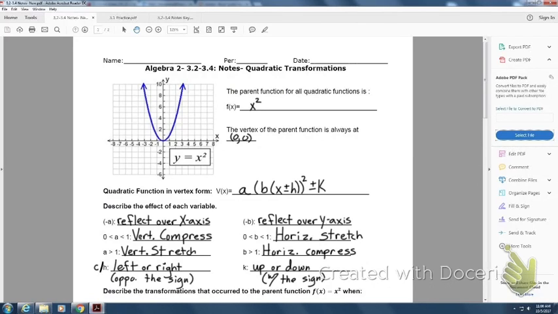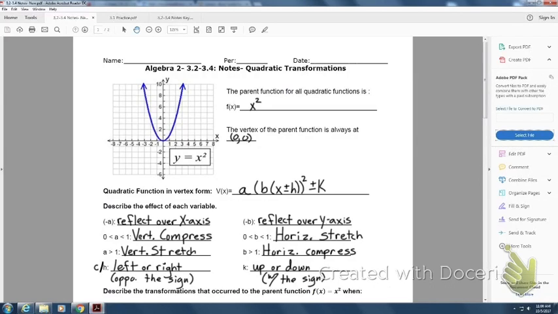Looking at the H and the K. The H is inside the parentheses, so it's going to be opposite the sign. If it was plus 3, a lot of people would probably originally think it's going to go to the right 3, but it's going to go to the left. It's going to be opposite the sign. Whereas the K value is outside. If the K value is plus 3, it's going to go up 3.